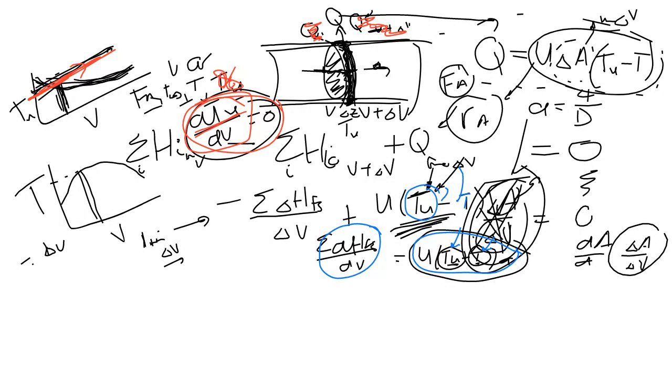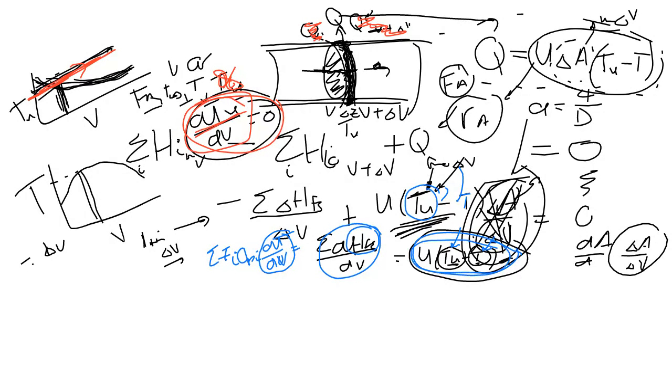Let's just say I had no reaction in that slice. So this will only be equal to the sum of Fi Cpi dT/dV. This is a Cp value. dT/dV is equal to that Q. So I will see an increase in my temperature because that is going to be positive.